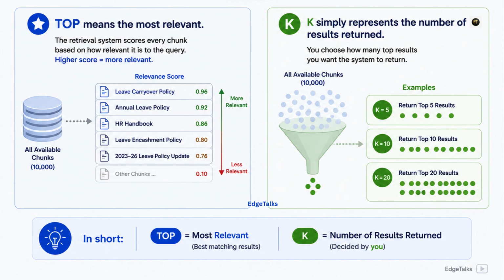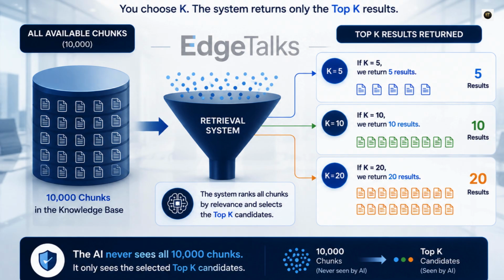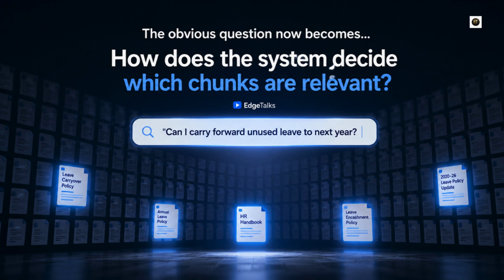The word top means the most relevant, and the letter K simply represents the number of results returned. If K equals 5, we return 5 results. If K equals 10, we return 10 results. If K equals 20, we return 20 results. The AI never sees all 10,000 chunks. It only sees the selected top K candidates. The obvious question now becomes, how does the system decide which chunks are relevant?